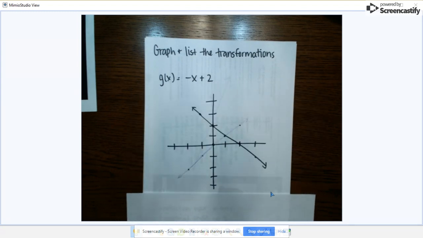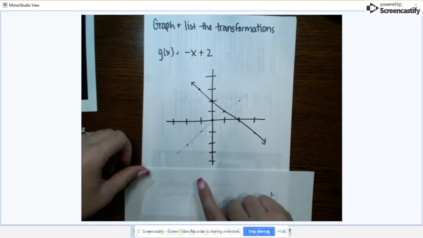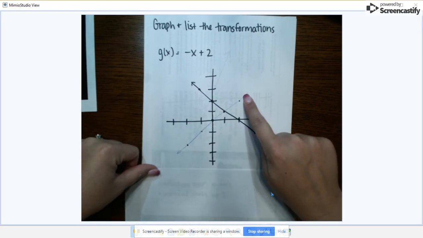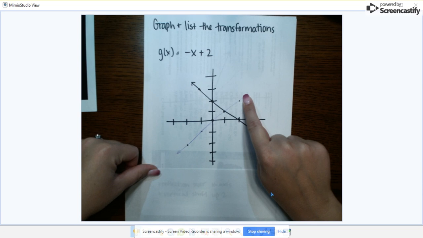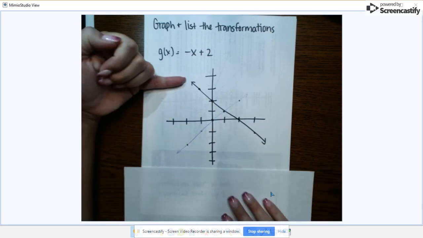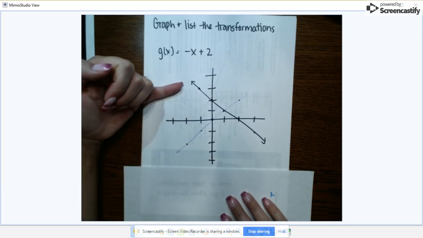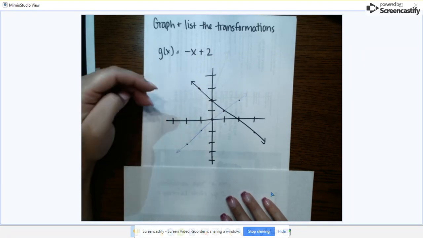So I went ahead and graphed negative x plus 2, that's the black line. And this purple line, this faint line, is our parent function. So just y equals x. You can tell that this purple line has been reflected over the x-axis, and then it's also been slid up.